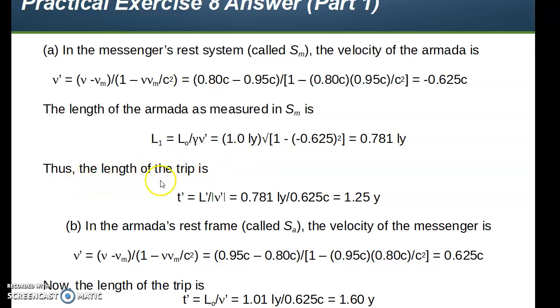Now, the length of the trip is t prime, this L prime, how much it has shrunk, divided by the absolute value of this right here. So it's 1.25 years for him to go from the back of the armada to the front of the armada. In the armada's rest frame, called S_A, the velocity of the messenger is given by this right here. It calculates out to be 0.625c. And now the length of the trip is 1.60 years in that reference frame.